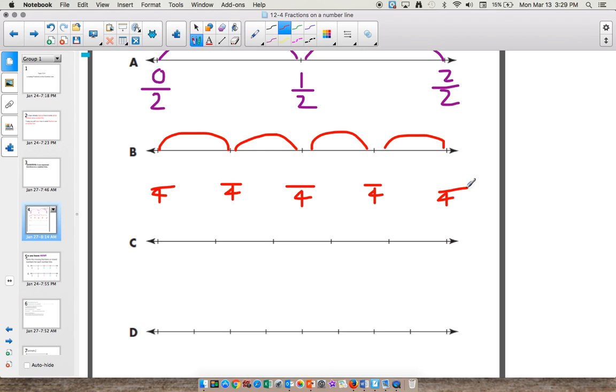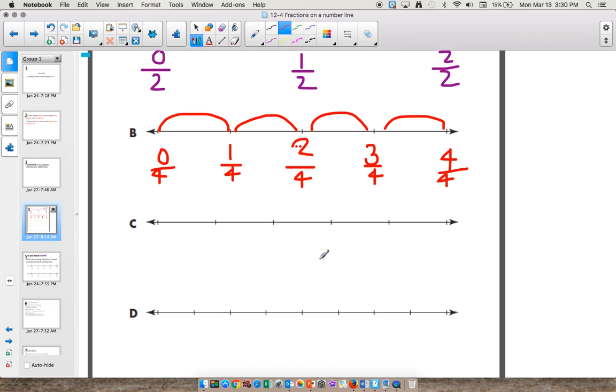Okay? So the way I like to create number lines is I always start with 0, right? That's how I start with any number line. So 0 fourths, 1 fourth, 2 fourths. And if I look right here and I look straight up, look, it's equivalent to 1 half. 3 fourths, and what's this one? 4 fourths, which is equivalent to 1 whole. Hope you knew that.